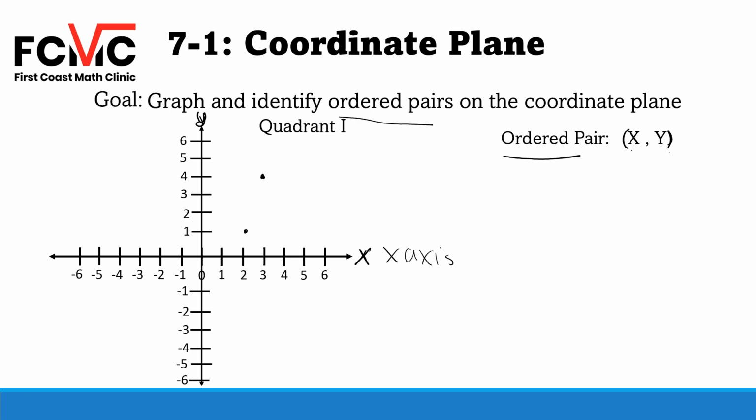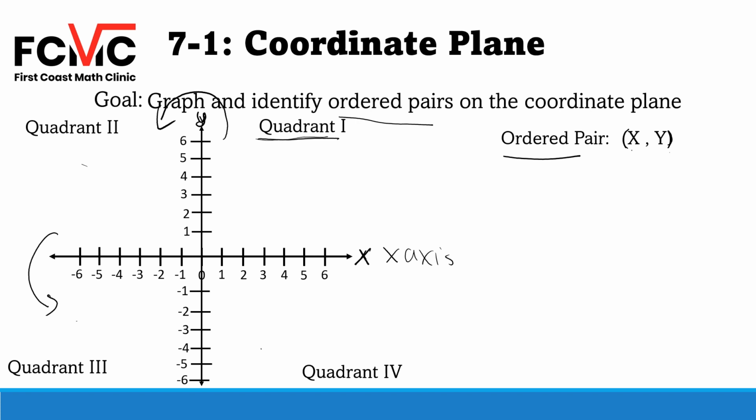And before we get into finding some ordered pairs, we notice that when we draw in our x and y axis, our coordinate plane is broken up into basically four different sections, four different quadrants, we call them. So quadrant 1 is top right, and then we move counterclockwise to quadrant 2, and then quadrant 3, and then quadrant 4. So for right now, we're just going to name these quadrants.